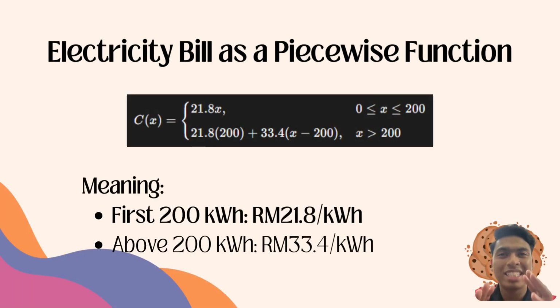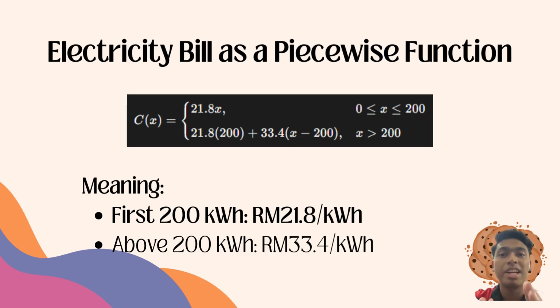In this slide, we can see that the electricity bill can be written as a piecewise function. From 0 to 200 kilowatt per hour, the rate is 21.8 cents per kWh. However, once usage goes above 200 kilowatt per hour, the rate immediately increases to 33.4 cents per kilowatt per hour.